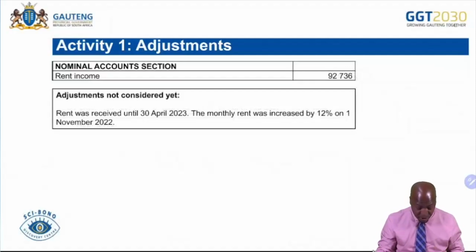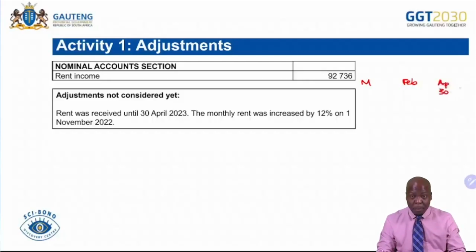It reads, rent was received until 30 April. Remember again, dates must be in your mind. So if we have received rent until 30 April, at the back of your mind, you know my financial period is ending in Feb. If it ends in Feb, it began in March. Now they're telling me that we received until April 30.